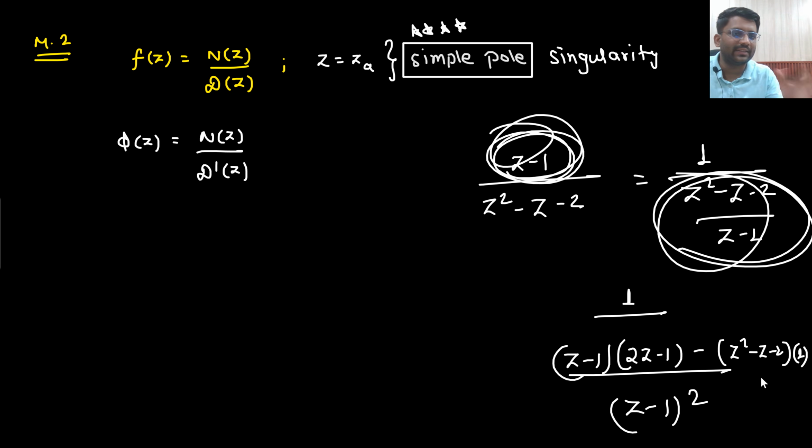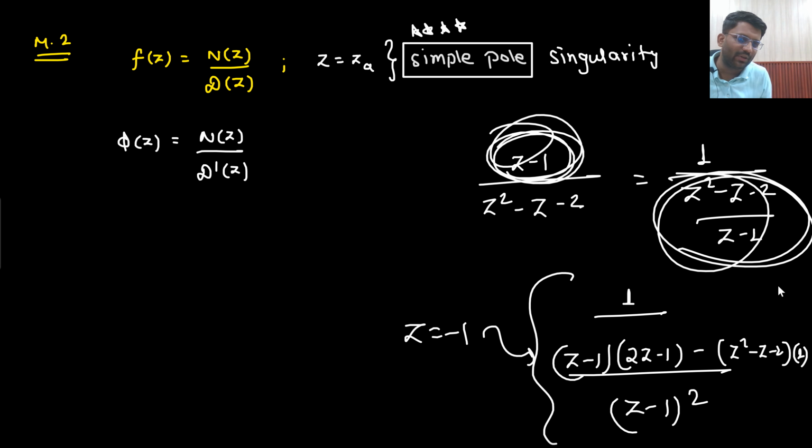Here also you will get the same answer only. Whatever the answer that you got previously, here also you will get the same answer. You put z equals to minus 1 in this expression, in the whole expression. You will get the same value of residue.